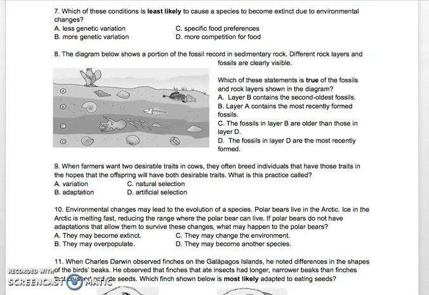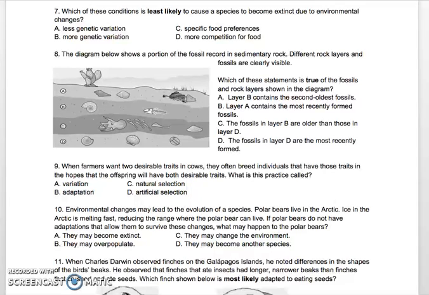Number 8. The diagram below shows a portion of the fossil record in sedimentary rock. Different rock layers and fossils are clearly visible. Which of these statements is true of the fossils and rock layers shown in the diagram? A. Layer B contains the second oldest fossils. B. Layer A contains the most recently formed fossils. C. The fossils in Layer B are older than those in Layer D. Or D. The fossils in Layer D are the most recently formed.